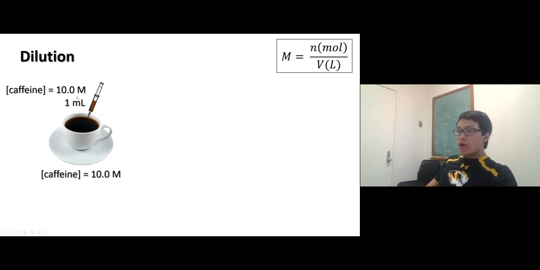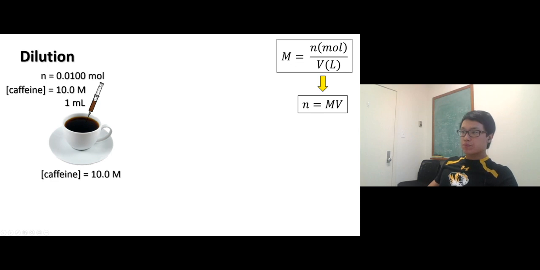All right, so same solution, just take 1 milliliter out of it. Now, I want you to calculate the moles of caffeine in the syringe. Can you do that? We have molarity, we have volume. So moles equal to MV, that's molarity times volume, right? So plug in 10 molar: 10 over 1,000 milliliter times 1 milliliter. You should get 0.0100 mole. So that's the starting mole that you have.